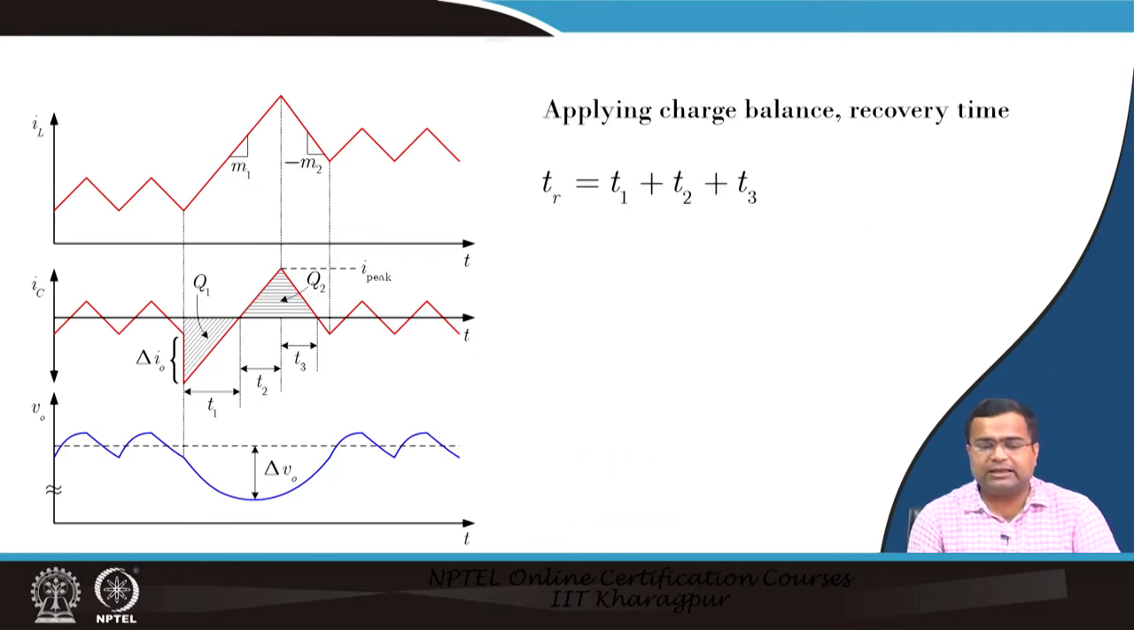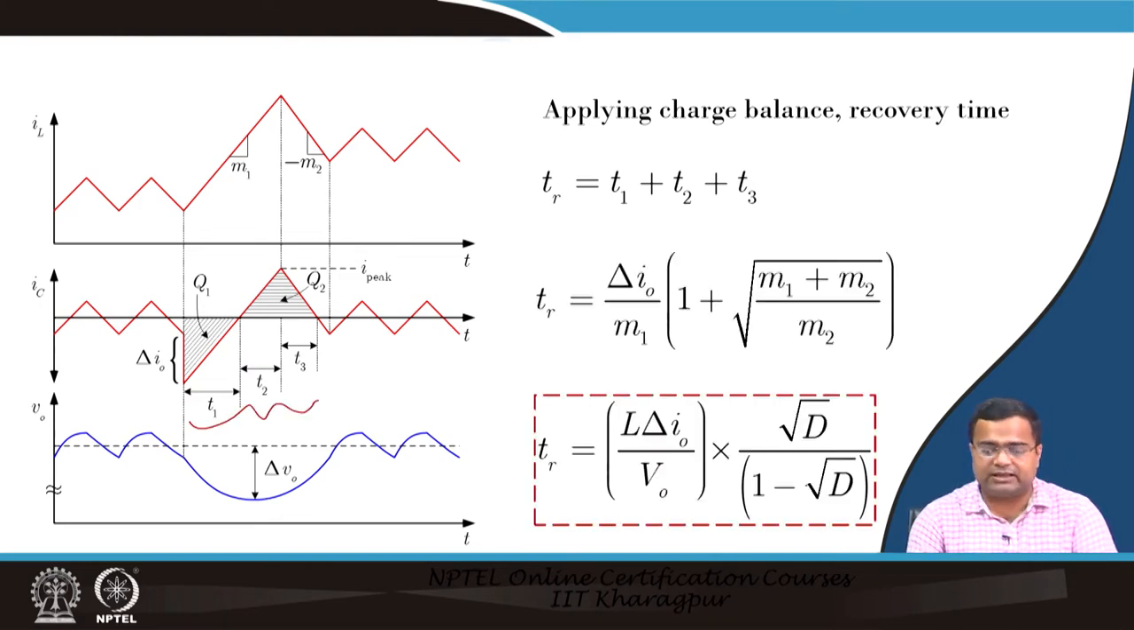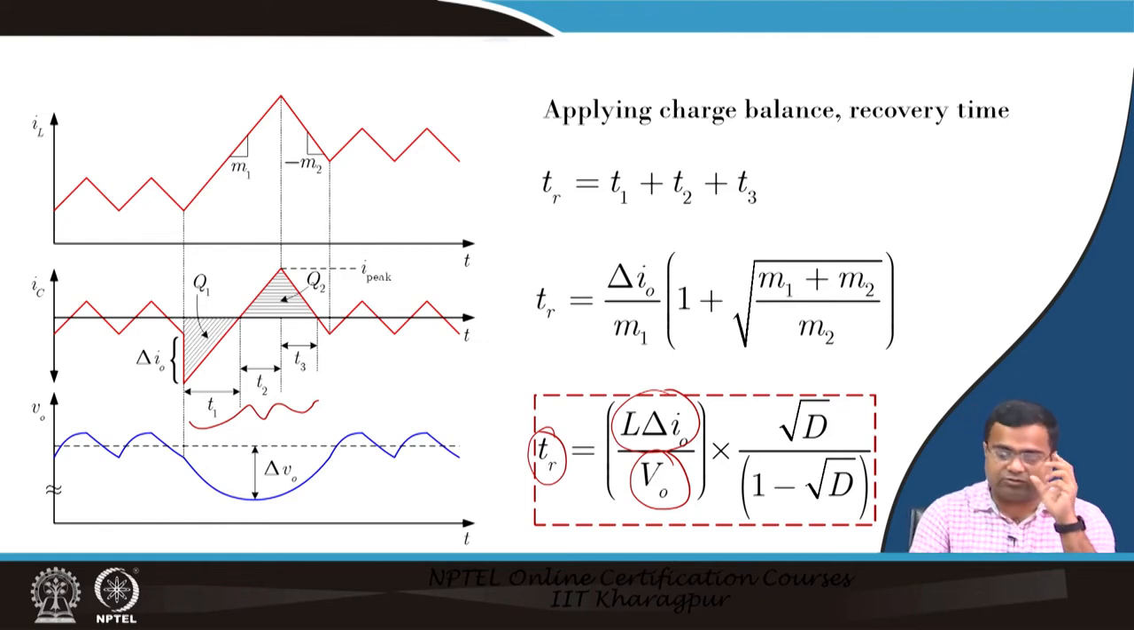Then, if we want to find out the total recovery time that we have discussed, it will be the sum of T1, T2, T3, and it turns out the recovery time depends on L into delta I0 divided by the reference, like steady state output voltage, into root D by 1 minus root D. And we will discuss whether it will increase or decrease.